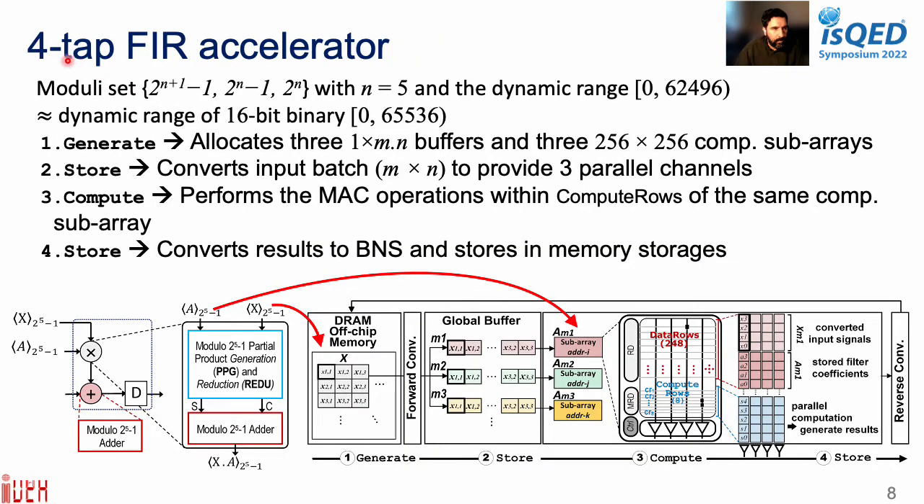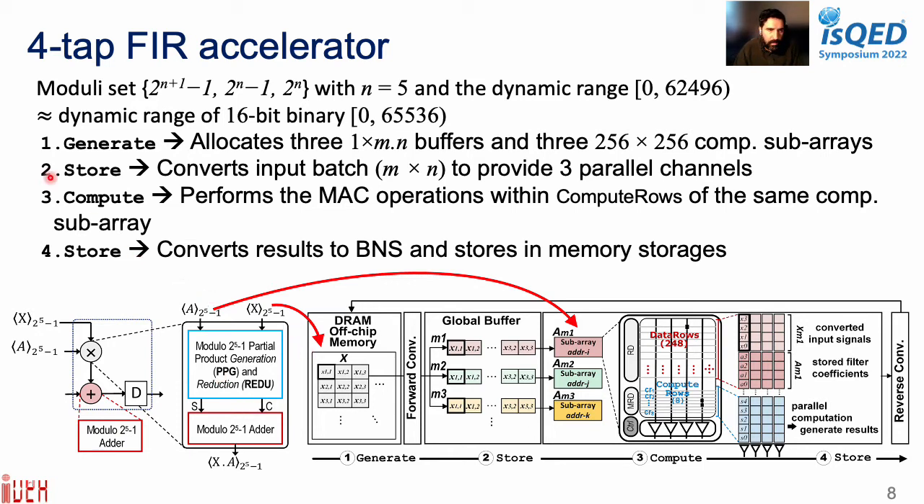Okay. So here is our proof of concept for a tap FIR filter. We consider the modular set 2^(n+1) - 1, 2^n - 1, and 2^n, and n equals 5, so we can get this dynamic range, which is very close to the dynamic range for 16-bit binary values. And this figure shows a high-level view of the presented PIM-friendly data partitioning and mapping.